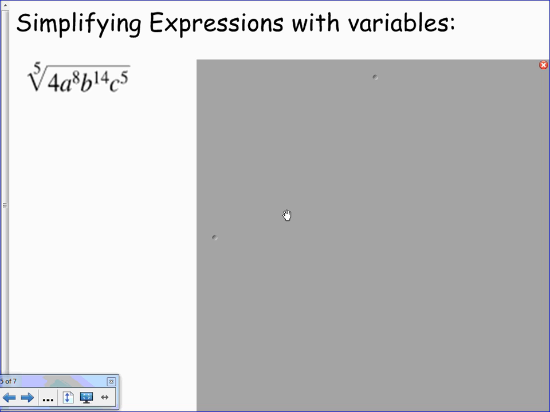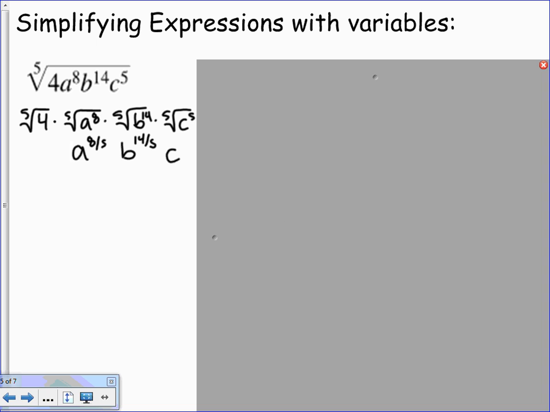We could technically go at this the same way, breaking it up using our product property for radicals and calling it the fifth root of 4 times the fifth root of a to the 8th times the fifth root of b to the 14th times the fifth root of c to the 5th. And maybe I would change the letters into fractions. So I'm really doing a to the 8 divided by 5, b to the 14 divided by 5, and c to the 5 divided by 5.